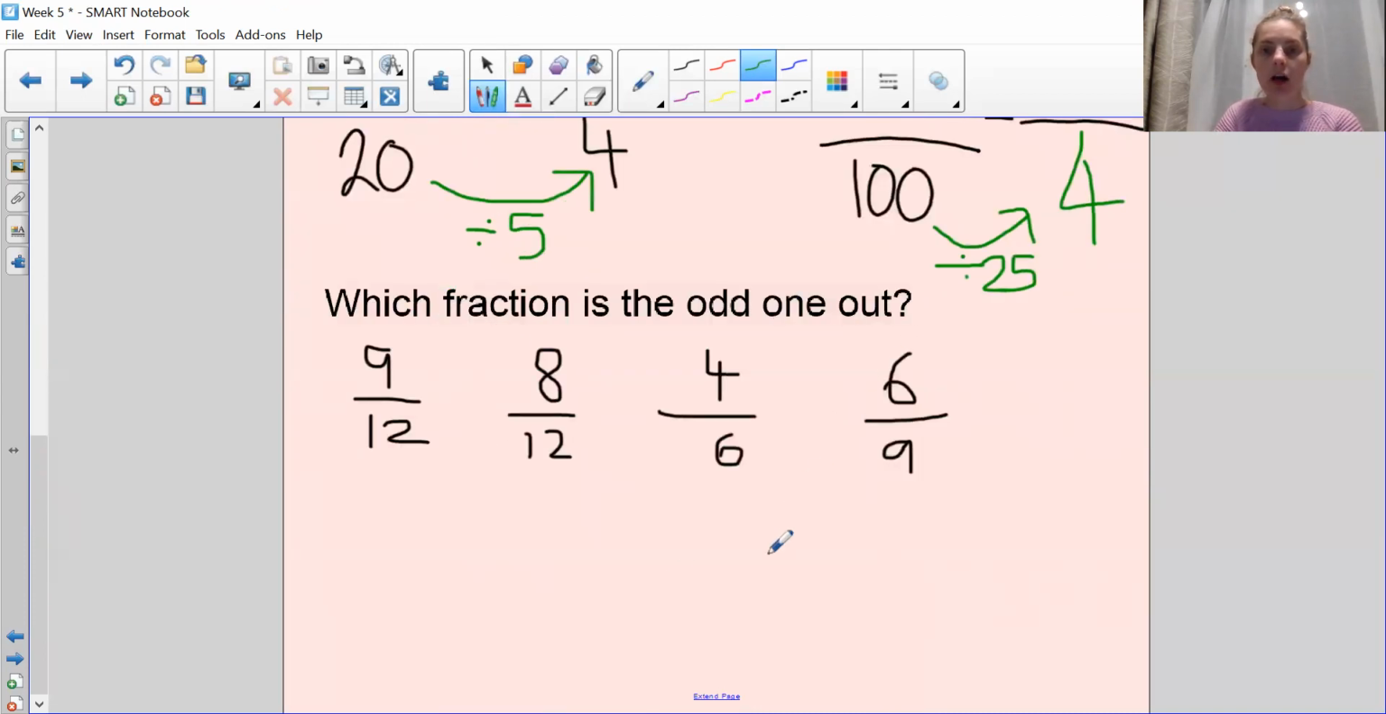Which fraction is the odd one out? I've got bottom numbers that are all different, okay? And I've got to decide which one of these fractions is not equivalent. So you can pause the video now and have a go.